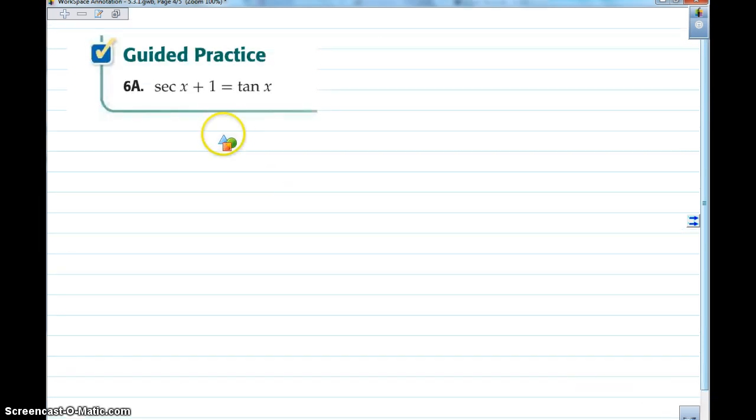For your final problem, try this one on your own. I'll post the work in just 1 second. Go ahead and hit pause now. Try it on your own.